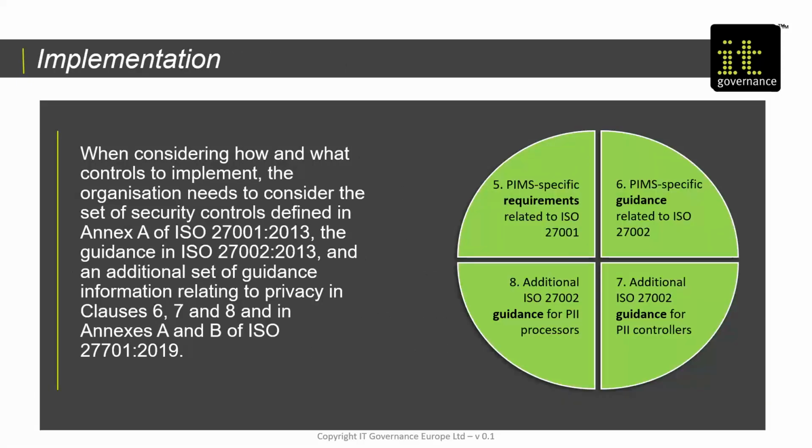This slide is summarising the controls you need to consider when implementing the PIMS standard. So you have the PIMS specific requirements relating to the ISMS standard 27001, you have the PIMS specific guidance relating to 27002, as well as the new guidance controls for PI controllers and PI processors, which are outlined in Annex A and Annex B of the PIMS standard.